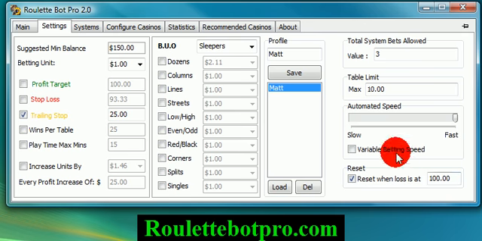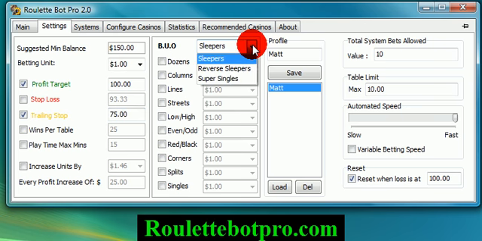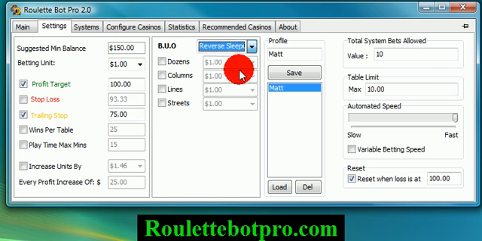Now also, usually I leave this total system bets allowed to 10. It almost never reaches that number unless you just have all really crazy aggressive settings, but that's just a number that I put in there that I personally like. You know, I like a profit target of $100 and a trailing stop of 75. Sometimes I'll use the betting unit override. Usually if I do, it's for the reverse sleepers, dozens and columns. Maybe I'll put that at $3.